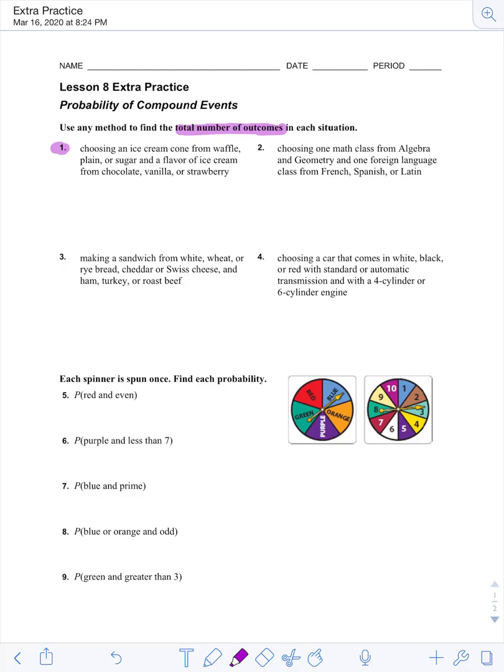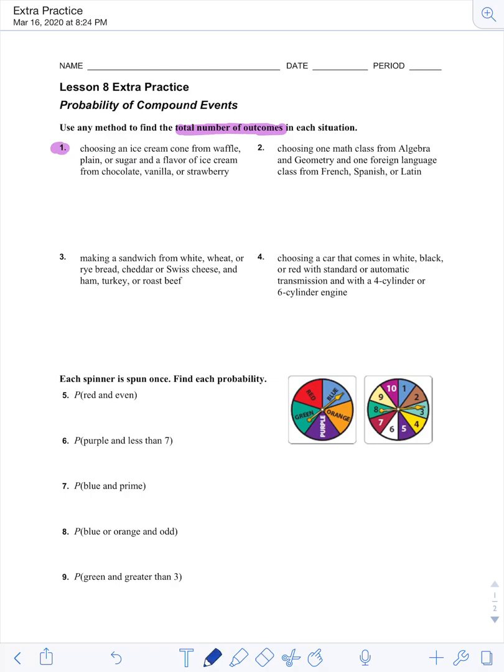Maybe I would like to have a waffle cone with vanilla. That would be one way. Maybe I would like to have a plain cone with chocolate. That would be a second way. Instead of listing them all out, what I could do is figure out how many of each type I have.